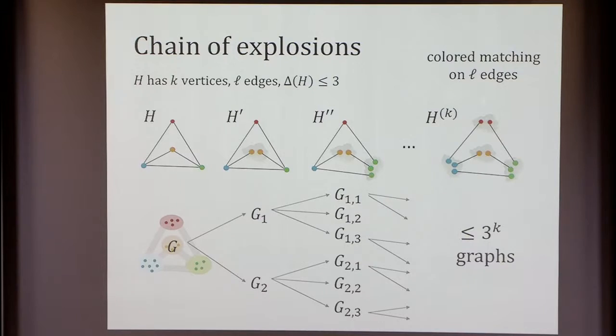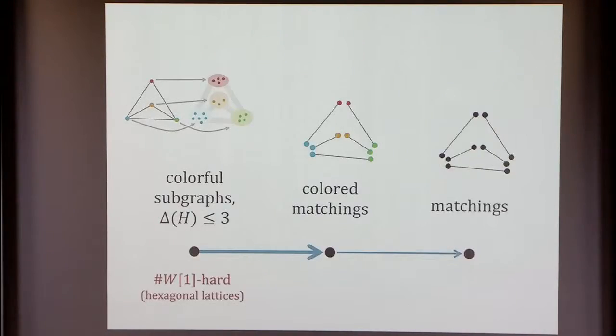And the target parameter, if you started with a graph on K vertices, you now get a matching on L edges, but L is O of K. So you have bounded the parameter by this as well. So that's a parameterized reduction from counting colorful subgraphs to counting colored matchings. This second reduction, again, as I mentioned before, is an application of simple techniques like inclusion-exclusion.